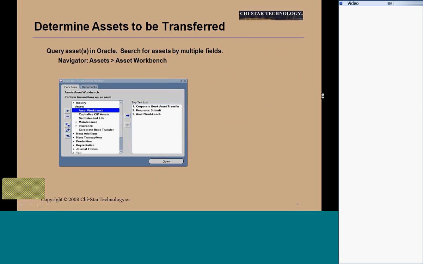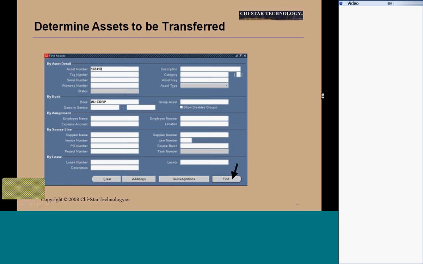How this would take place within the Oracle application. You would need to go into your asset workbench to identify the asset that is being transferred. So we're going to show you just one asset being transferred. I'm going to enter in the asset number and select Define.